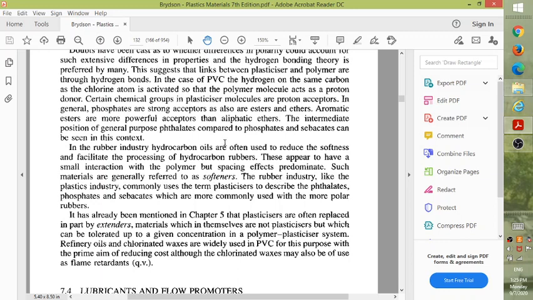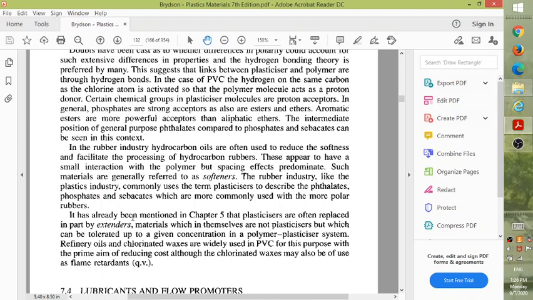Such materials are generally referred to as softeners. In the rubber industry, like the plastic industry, the common usage of the term plasticizer describes the phthalates, phosphates, and similar compounds. So what are the common plasticizers? Phthalates, phosphates, and similar compounds, which are commonly used with the more polar rubbers.